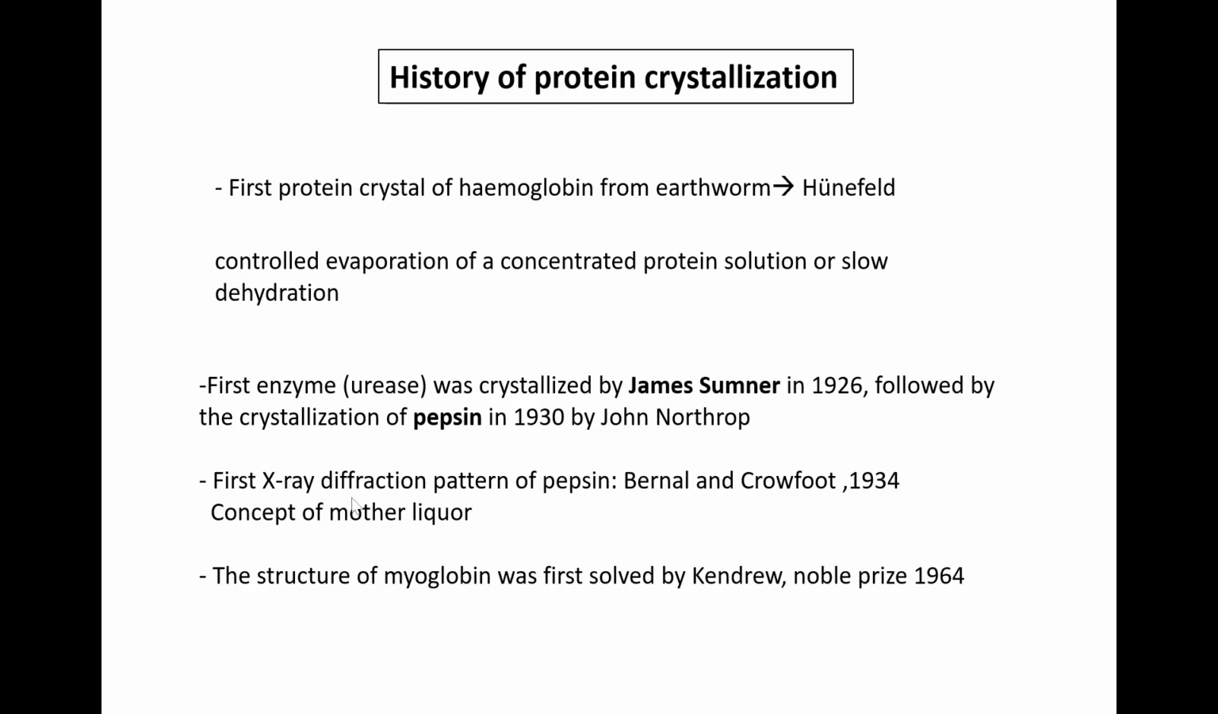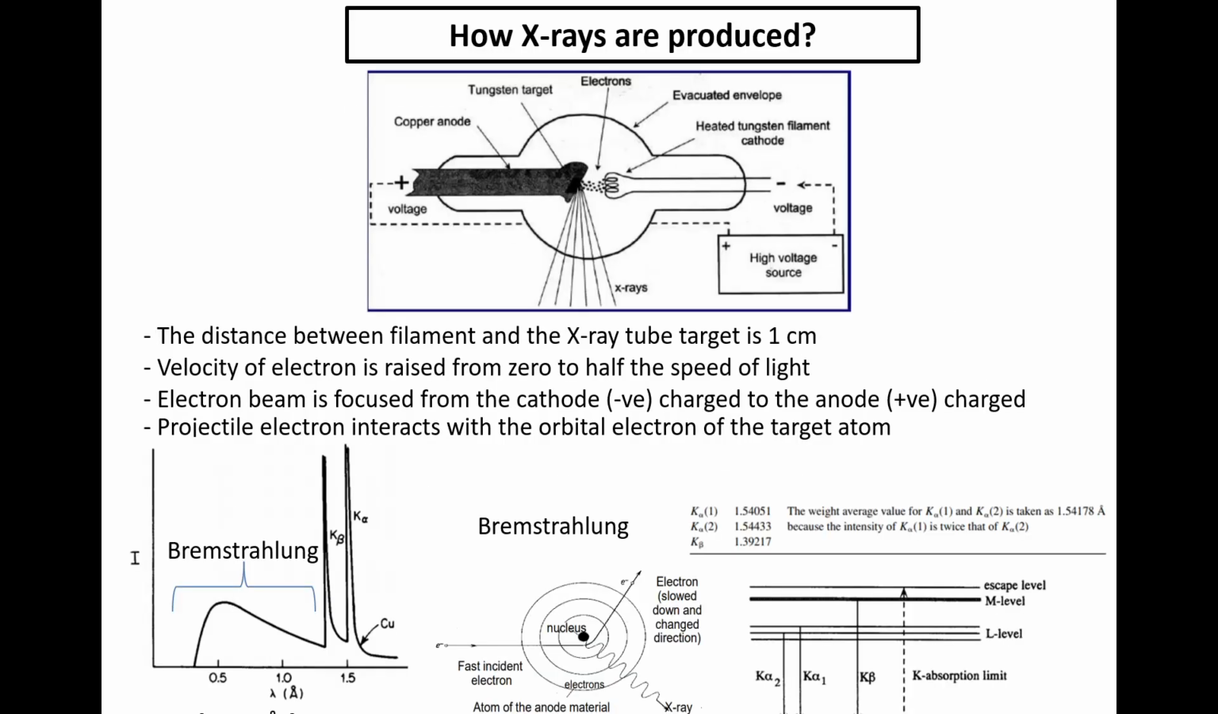Okay, and the first X-ray diffraction pattern of pepsin was actually collected by Bernal and Crowfoot. They were the students of this scientist. But the first three-dimensional structure that was solved was of myoglobin by Kendrew, and he won the Nobel Prize in 1964. So this slide will actually help you to solve some of your questions in assignments as well as in your exam. That's why I have kept it. So this is some history about protein crystallization.